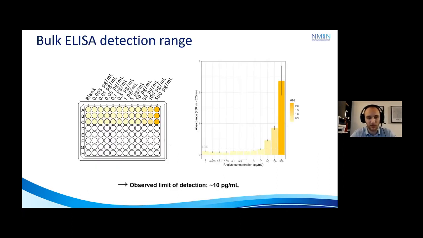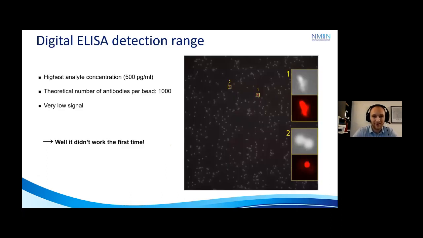And so what I wanted to do is first determine the detection range of bulk ELISA. As you can see here, we have a traditional plate ELISA, and the limit of detection I observed in this experiment is around 10 picogram per ml. So I went with the same antibodies, the same analyte, and tried to reproduce this with our digital approach. And what I got was not entirely conclusive.